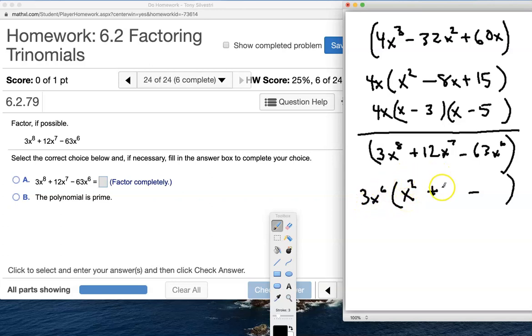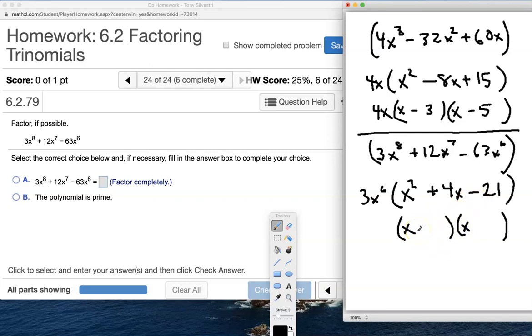3 goes into 12 4 times. Leaves you with an x because you took 6 x's from 7. 3 goes into 63 21 times. I'm liking what I see. Next thing is I just focus my eyes on this pattern, the square, x's, and numbers. I bet you we can do this. x and x. I see a negative 21.